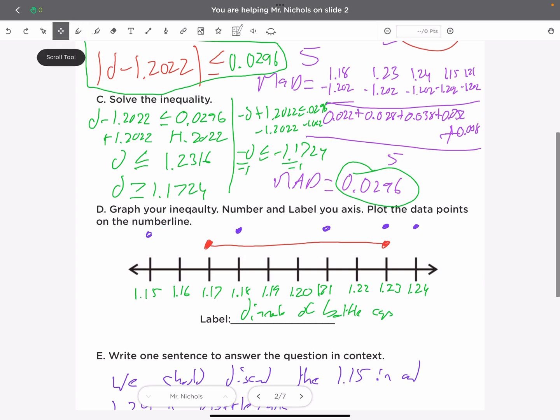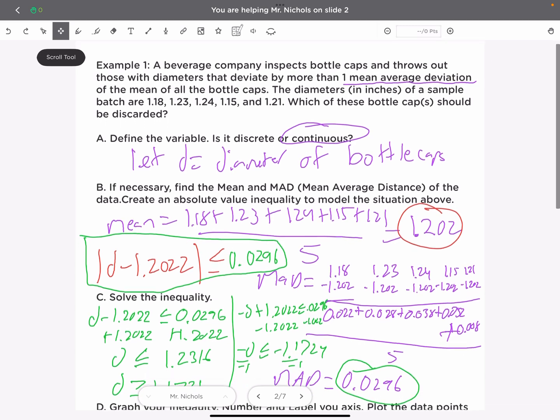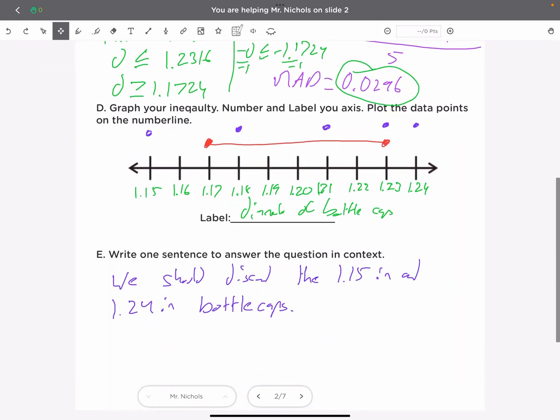So there are clearly 2 data points, these 2 right here, that are outside, 1.24 and 1.15. And remember, the original question is, which of these bottle caps should be discarded? So those are the 2 that are outside 1 deviation of our mean. And so we should discard the 1.15 and the 1.24 bottle caps. And that is our answer.